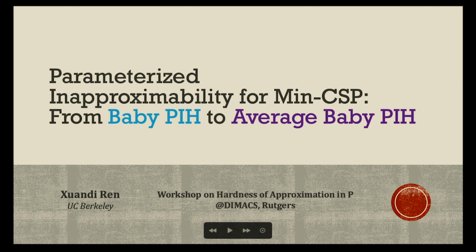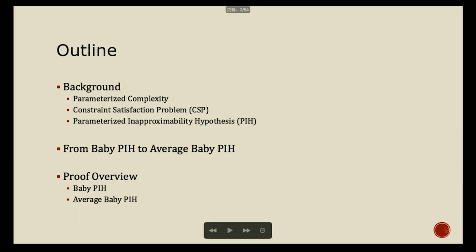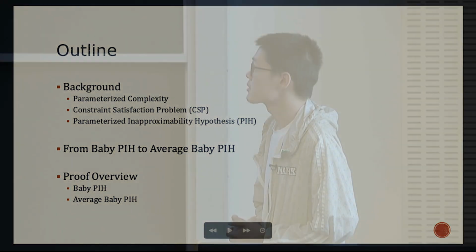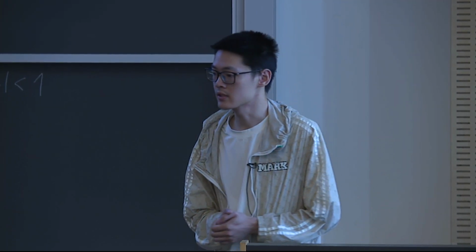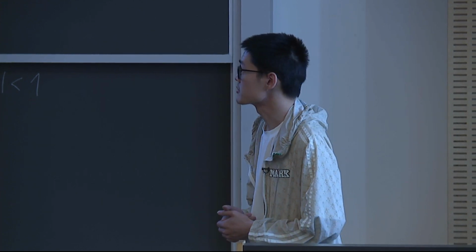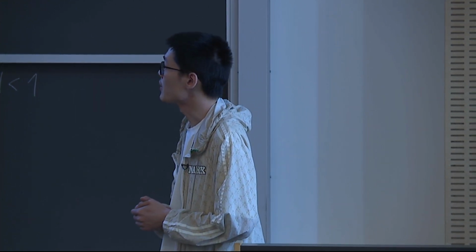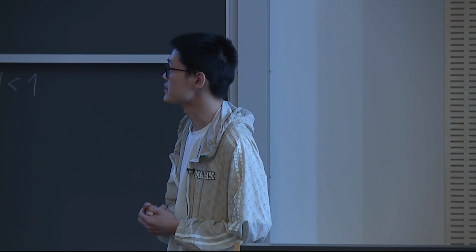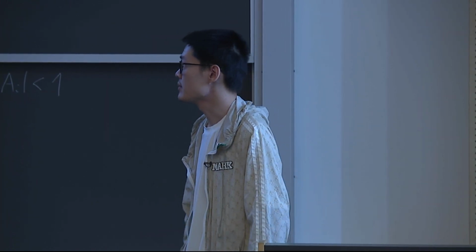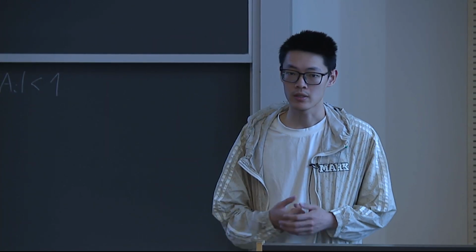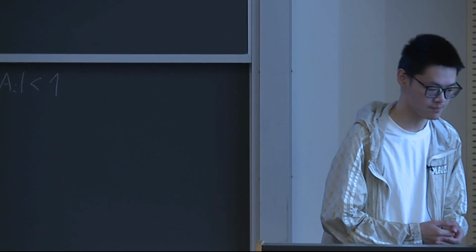Today I'll be talking about baby PIH and average baby PIH. So here's an outline of my talk. First, I'll introduce some background on parameterized complexity, constraint satisfaction problems, and the parameterized inapproximability hypothesis. After that, I'll present baby PIH and average baby PIH. And finally, I'll give a quick overview of the two proofs.